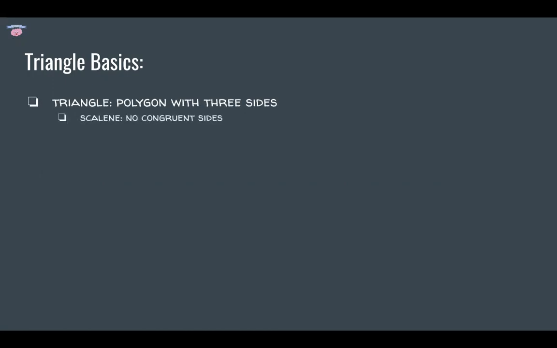There are different ways to classify a triangle, and one of them is by sides. Scalene means there are no congruent sides. So for example, this is scalene. This is pretty exaggerated. But let's say this was 2, this was 5, and this was 6. None of the sides are congruent or equal in length. Remember, congruent segments are equal in length.